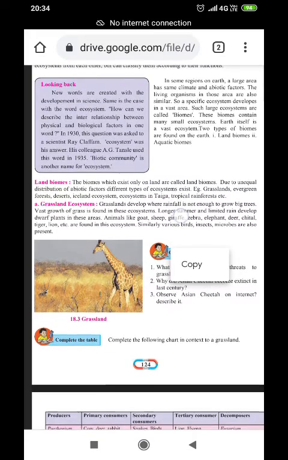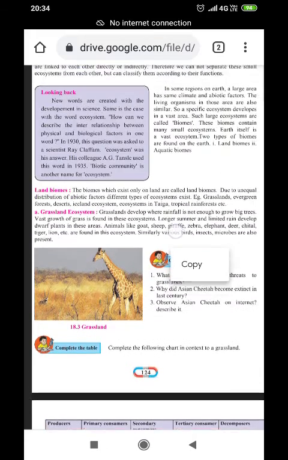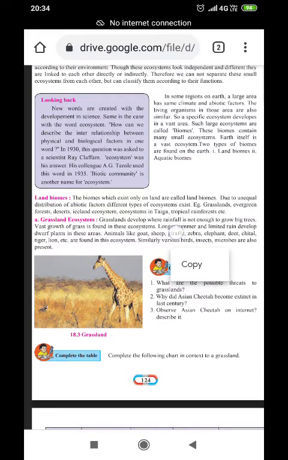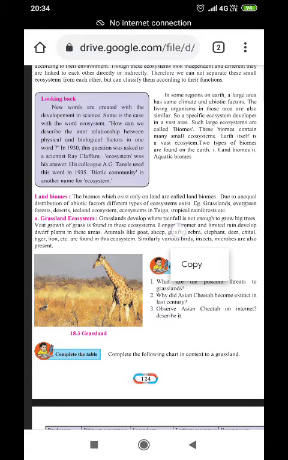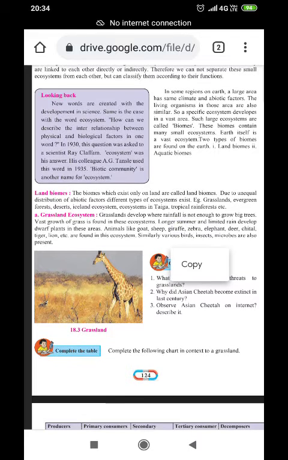In some regions on the earth, a large area has the same climate and abiotic factors. Living organisms in those areas are also similar, so a specific ecosystem develops in a vast area. Such large ecosystems are called biomes. These biomes contain many small ecosystems. Earth itself is a vast ecosystem.